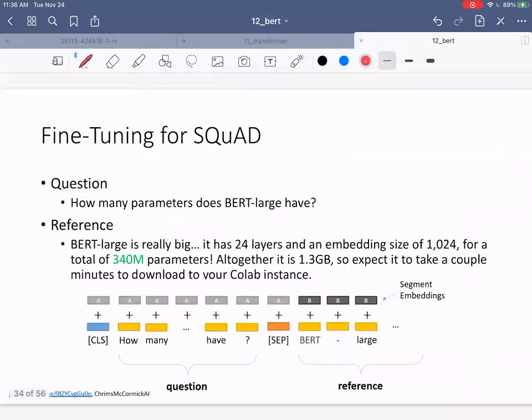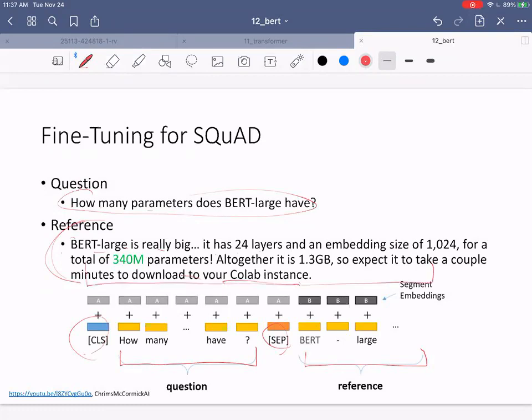So how do you train? This is a specific example of how you would fine tune BERT for Squad. Let's say you've already trained your BERT for masked language modeling and next sentence prediction, and now you want to fine tune your BERT on the Squad dataset. You need a question and the reference text. The question is, how many parameters does BERT large have, and the reference is some Wikipedia text about BERT large being really big. You put the question text first, then a separator token, then the reference text later. And of course there's a CLS token here. That's how you put your question answer pair into BERT.